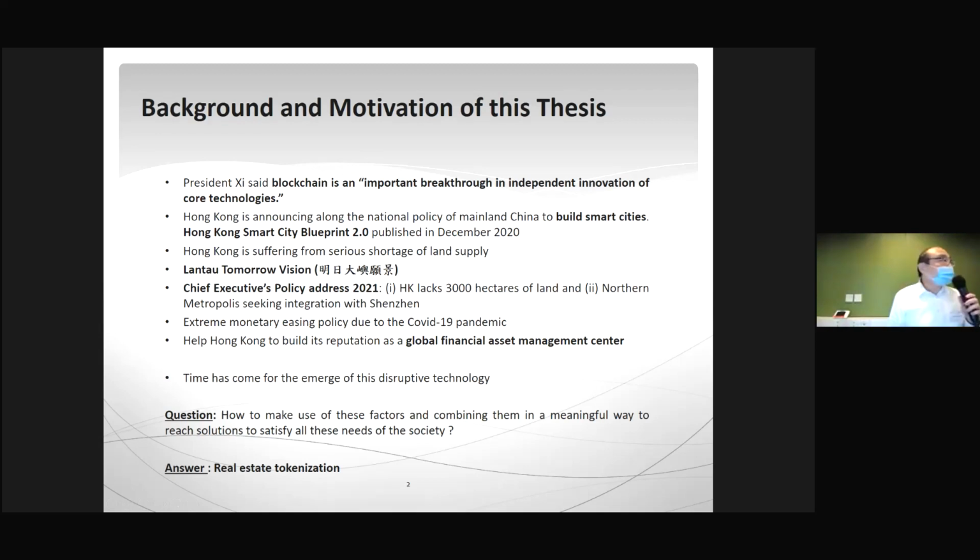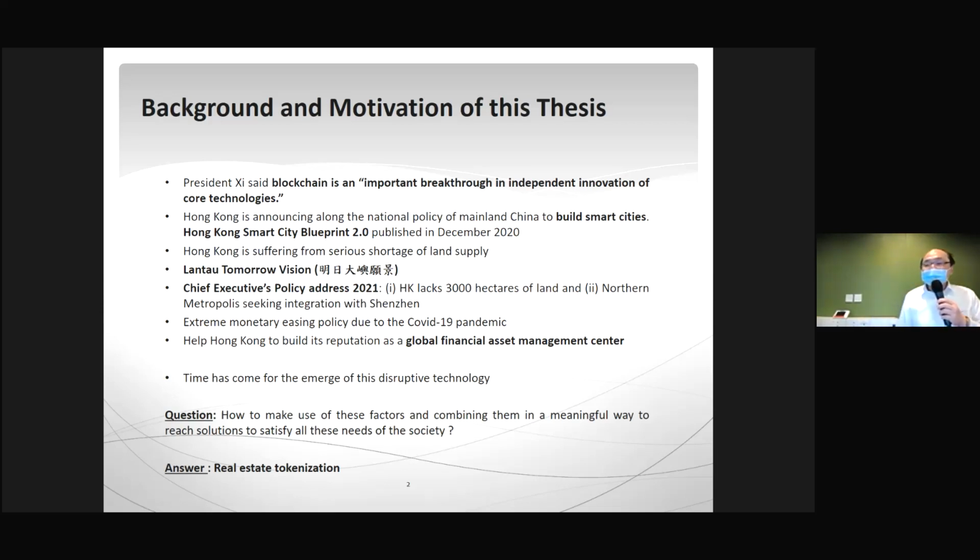I benefit a lot from this program because if I had not joined this class, I would not have ideas about those concepts. First of all, I will mention the background and motivation of this thesis. The President of China said that blockchain is an important breakthrough in the independent innovation of core technologies, and China is making use of blockchain technologies in its economy. And Hong Kong is following the national policy of mainland China to build smart cities, and the Hong Kong Smart City Blueprint 2.0 was published in December 2020.